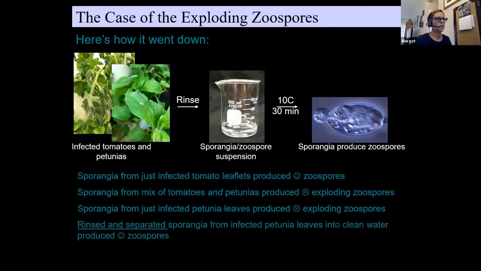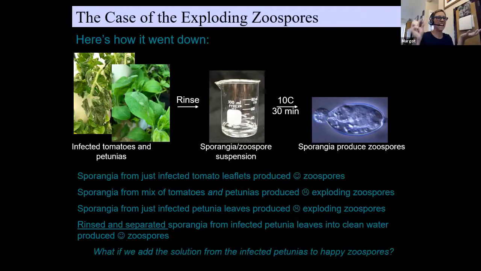So in order to answer that question, I took petunias with the sporangia, rinsed them off into the water, and then filtered them, got them away from that petunia water and into some clean water, and then watched to see what happened. And in that case, the zoospores were fine. So I was left with these happy zoospores that had come from the petunias, but they were separated from the icky petunia water. So now I had this icky petunia water that maybe could be part of the answer. So the next question was, what happens if I take happy zoospores and add some of that icky petunia water to those zoospores? Will they explode? Well, let's see.